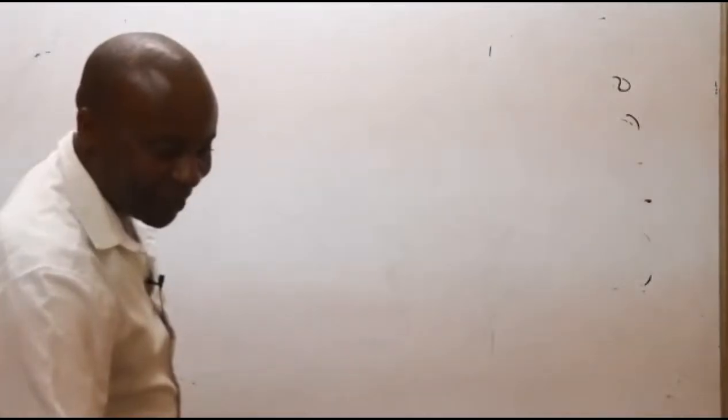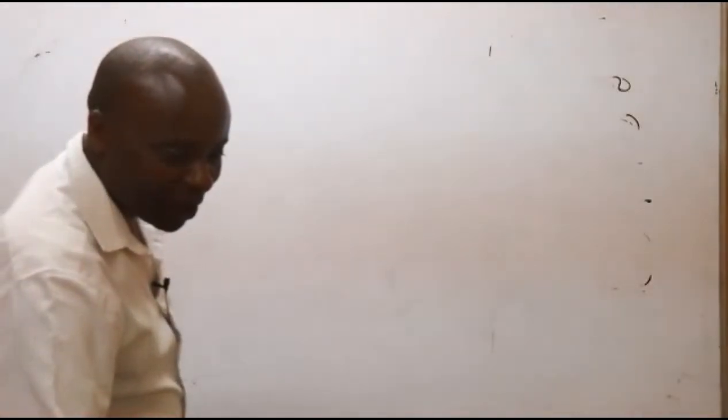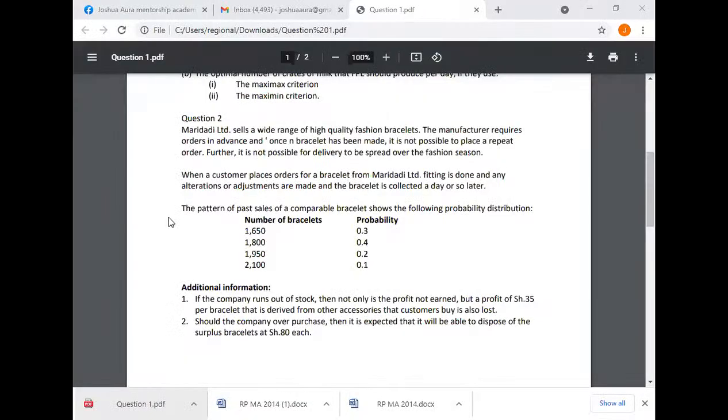This is a very easy question, Nicholas. You made me happy. So we are told here, number of bracelets. We have the supply. This is supply. So supply, we have 1650, 1800, 1950, 2100. And then demand will always be the same: 1650, 1800, 1950, and then 2100.